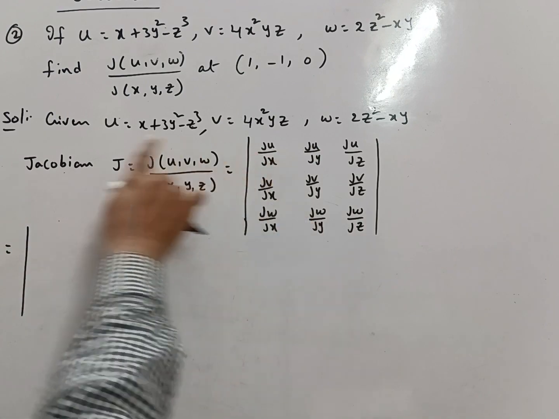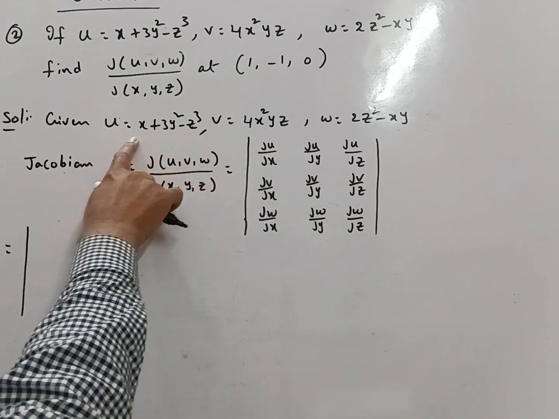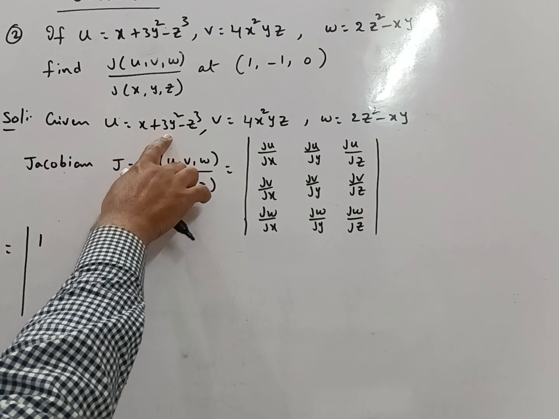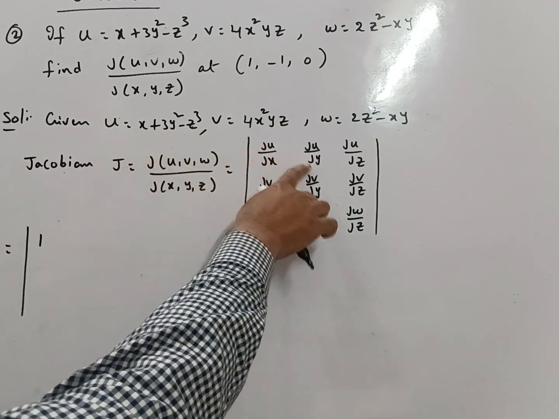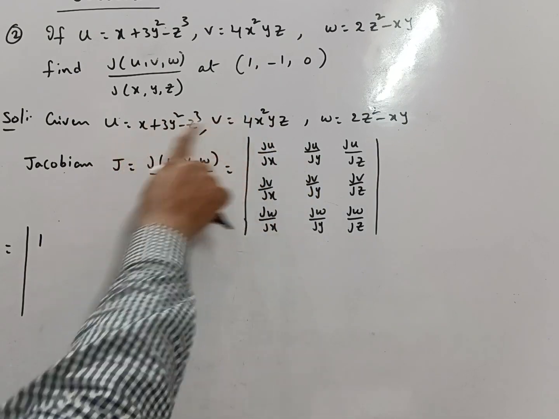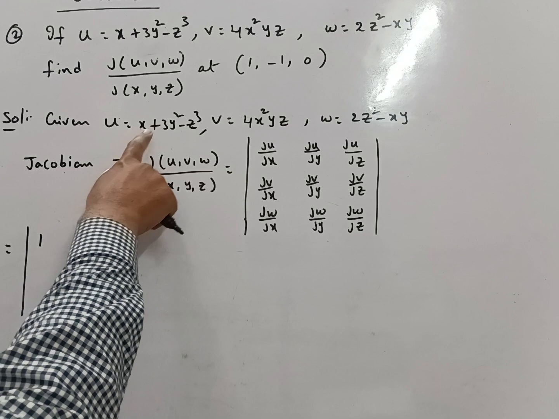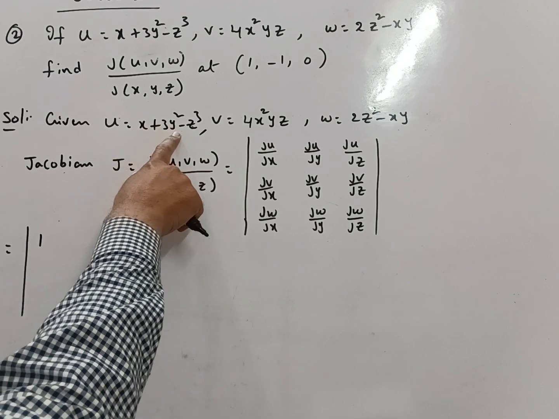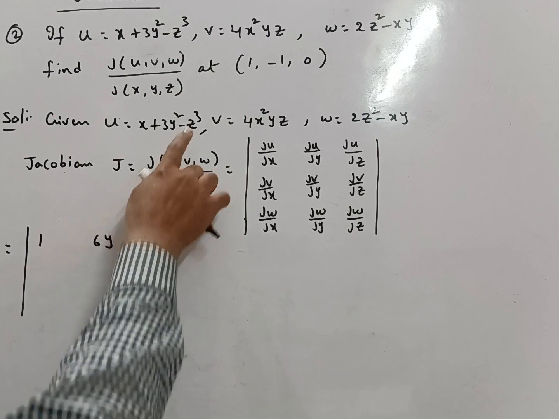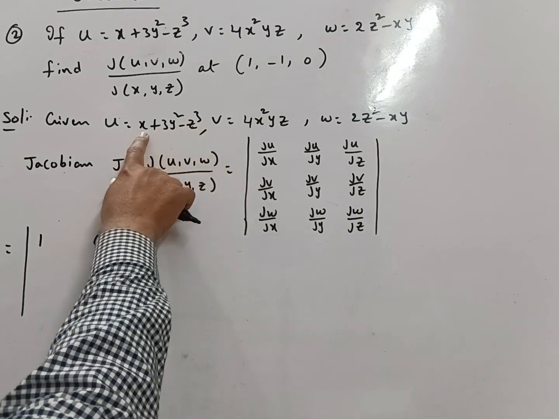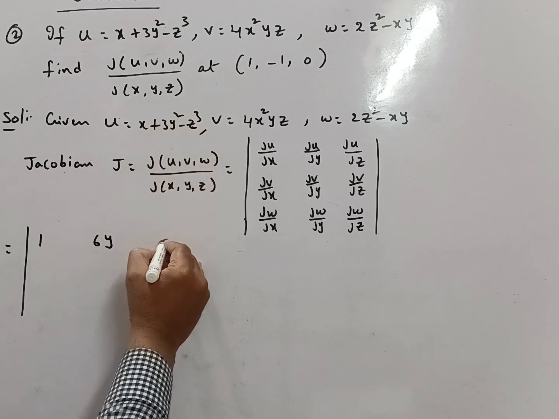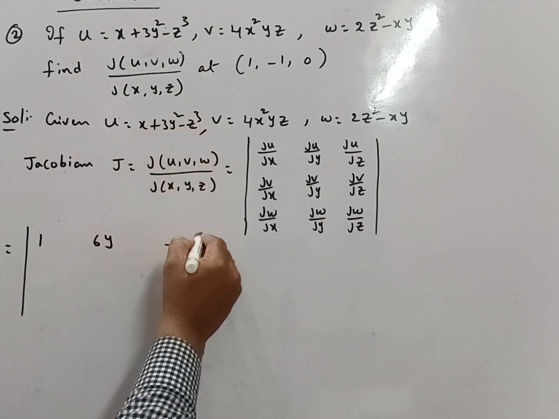Dou u by dou x. U is this part. With respect to x, we have to differentiate. X is 1. No x here, 0. No x here, 0. With respect to y, u with respect to y, so no y here, 0. Y square is 2y, so 2 3s are 6y. Next, with respect to z, no z here, 0. Z cube is 3z square, so minus 3z square.